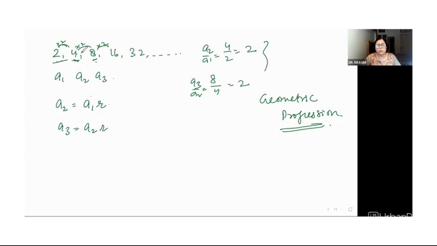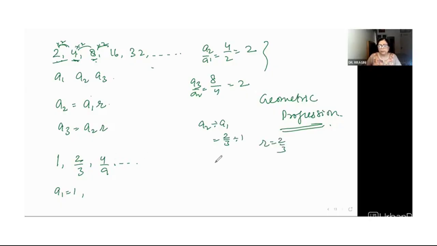In such sequences, we can have a number greater than 1, like this one is an increasing sequence. You keep on multiplying by 2, you will get the further numbers of this sequence. Or this can be a decreasing sequence also, like if we start with 1, 2 by 3, 4 by 9, and so on. So what you can see here is, this is your first term A1. A1 is 1. Now divide A2 by A1. This is 2 by 3 divided by 1. The common ratio r is 2 by 3.